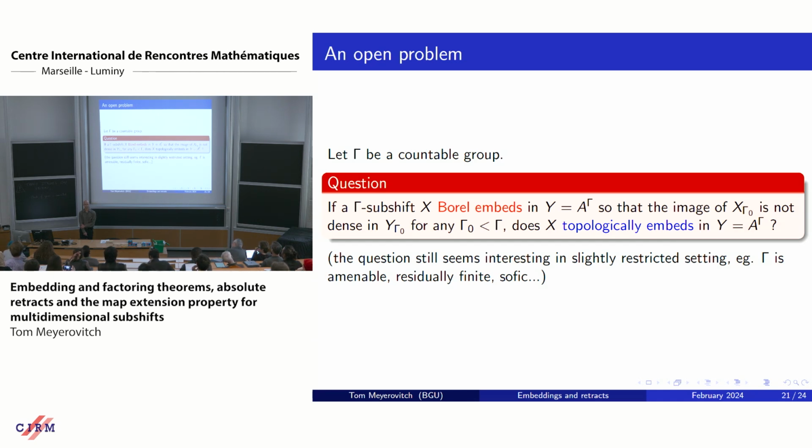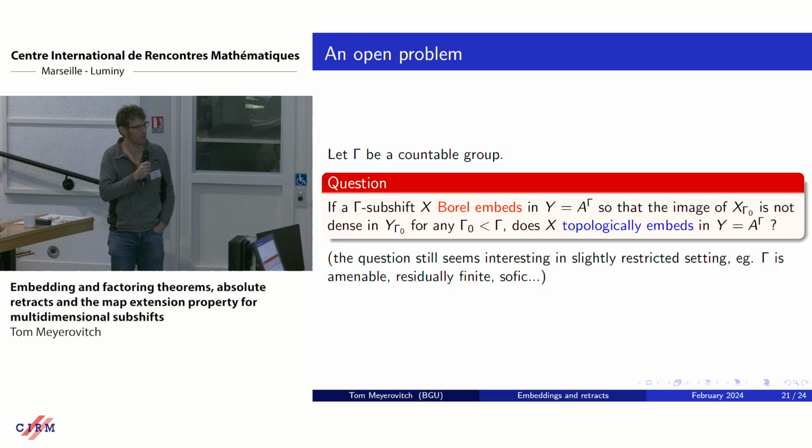Any questions? So maybe I have a question. You said at some point that it was easy to check on multidimensional subshifts whether the map is a retraction. Do you suppose you already know the language at that point?